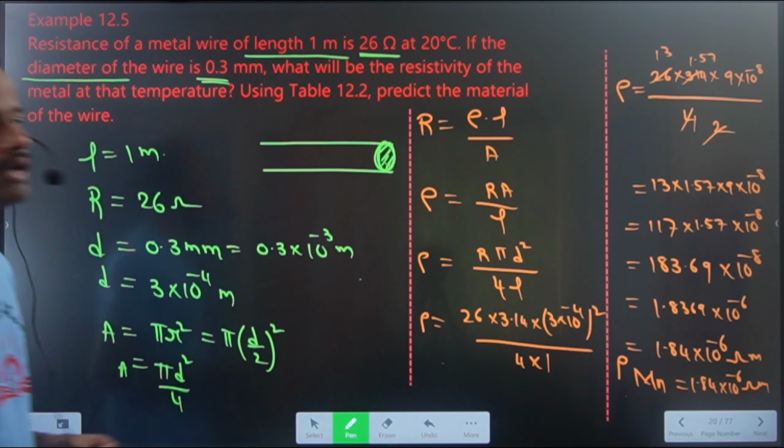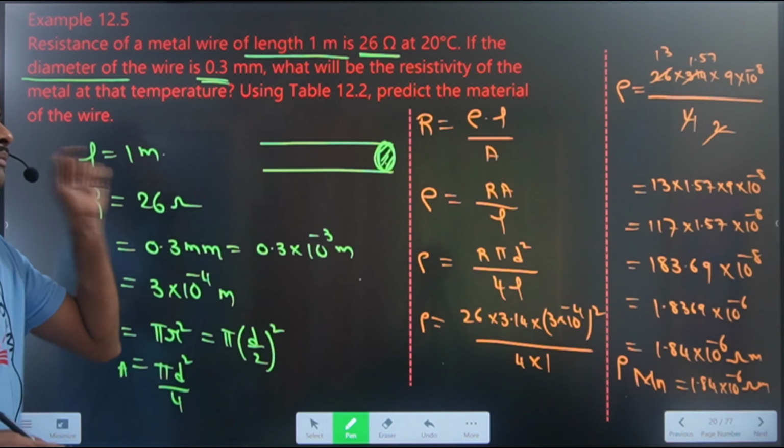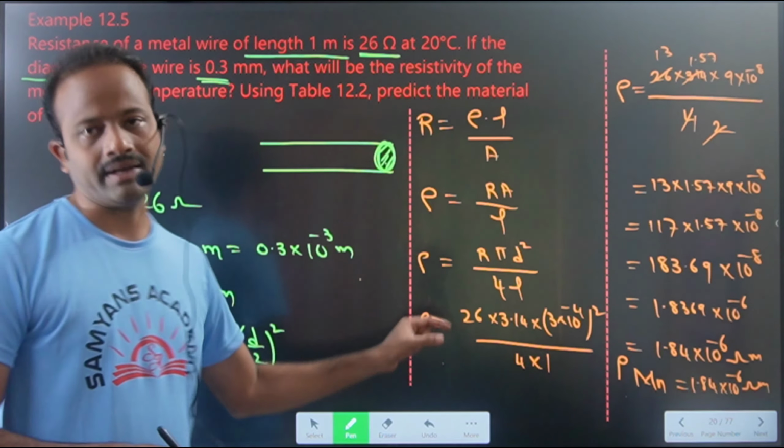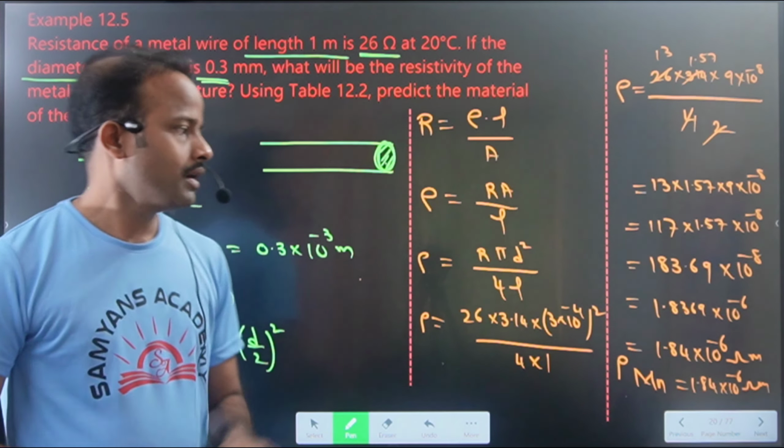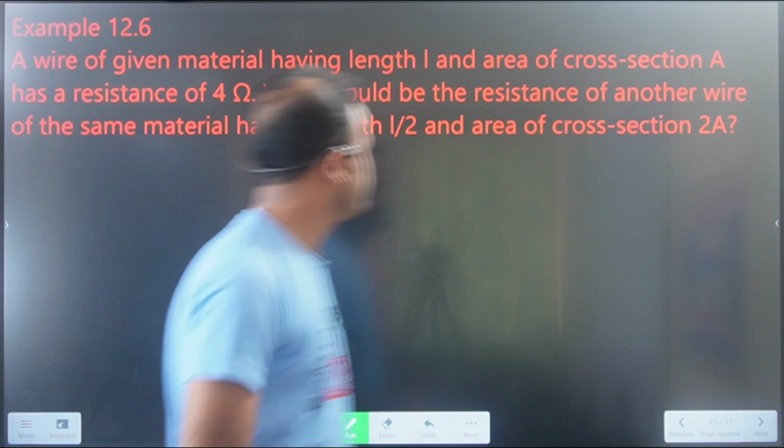Okay, from this value we came to know that the material of the wire is manganese. Okay, is it clear? Okay, move on to the next question.